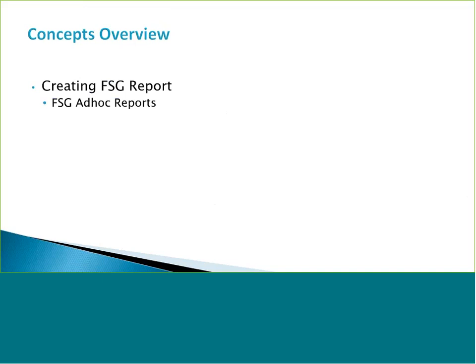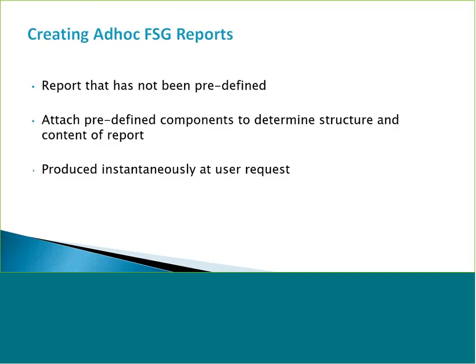We already know how to do reports. That's what we've been dealing with in the whole of this session for FSG, and we know that to create an FSG report, you have to have the two mandatory features, the row set and the column set, and then you have the optional features. So what is an ad hoc report?